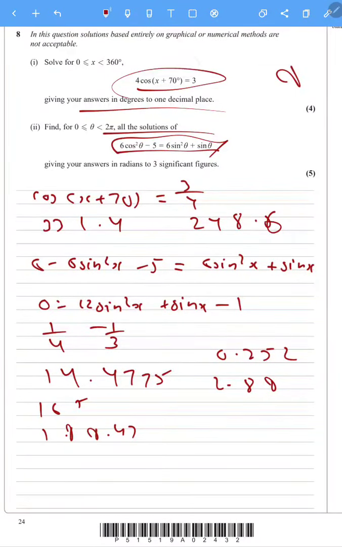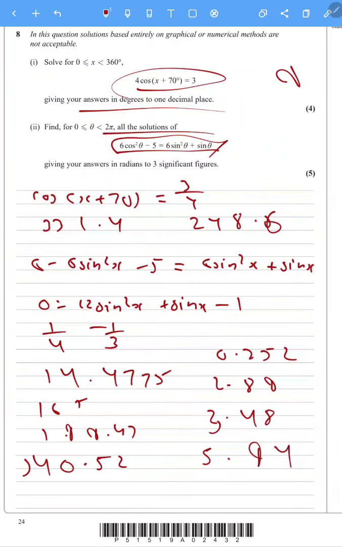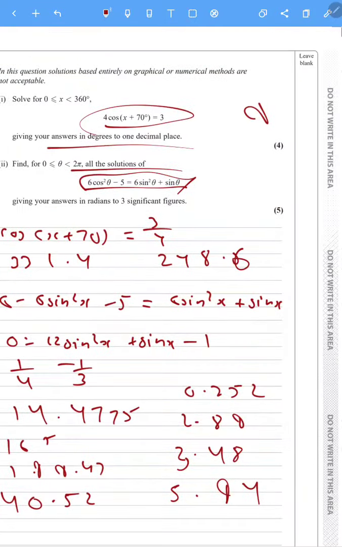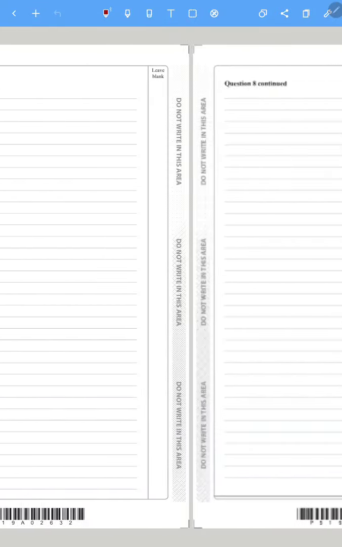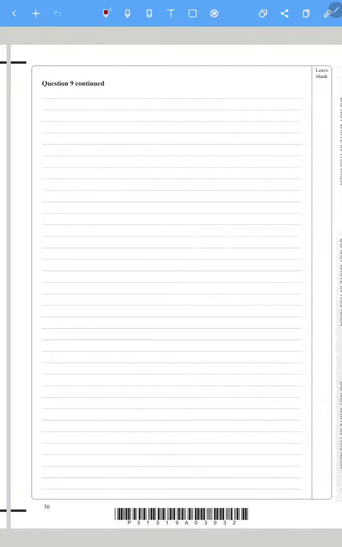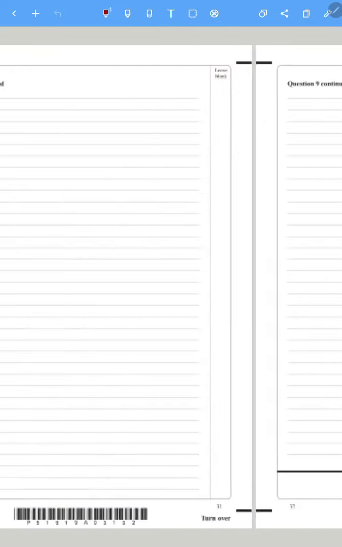Divided by 180 over pi is 3.48, and inverse sine minus a third times minus 1, 360 minus answer, 304.52 divided by 180 over pi, and I just blitzed that. Calm. I just blitzed through that.